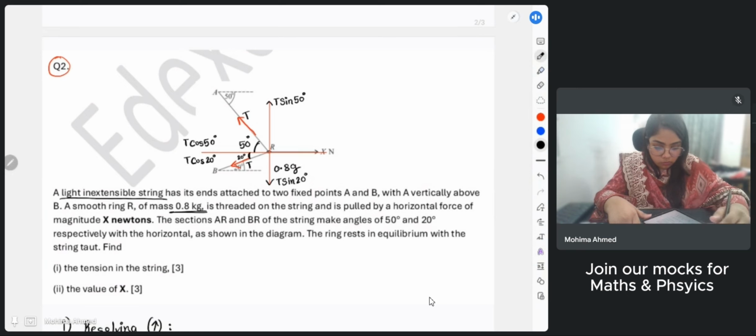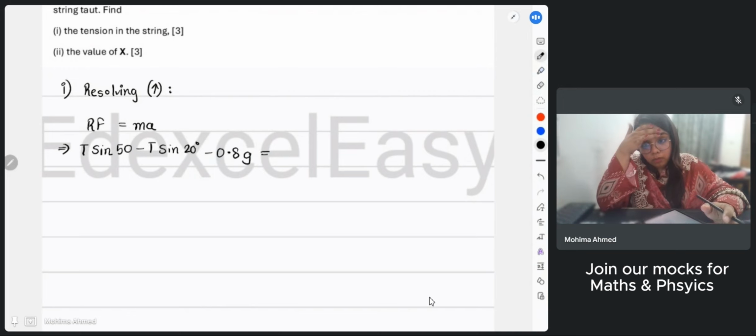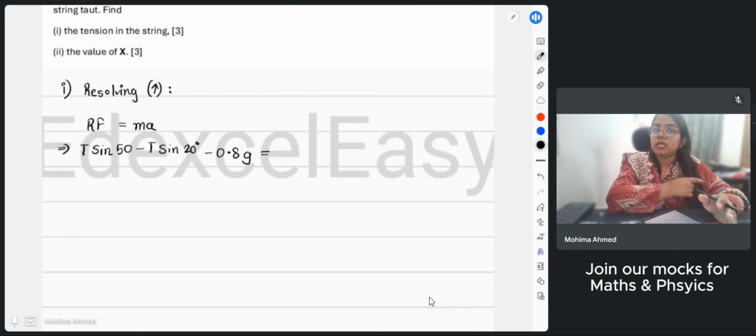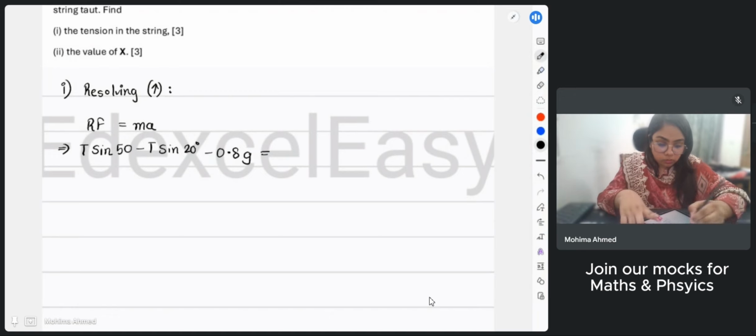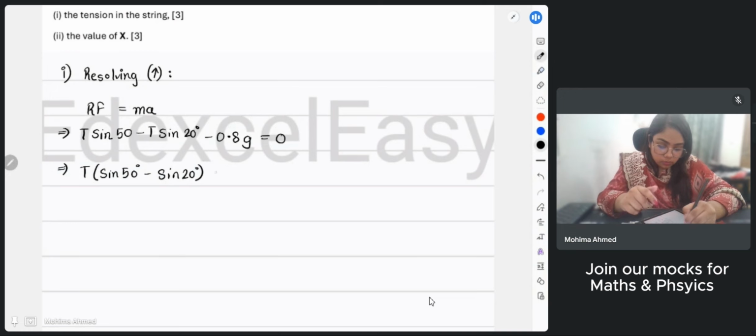So this minus 0.8g equals mass times acceleration, and the acceleration is 0, so 0.8 multiplied by 0 will eventually be 0. There's no point writing anything else on the right-hand side, so I'm just going to write 0. Now you have T sin 50 minus T sin 20 degrees, and I'm going to take the 0.8g to the right-hand side, so it's positive.